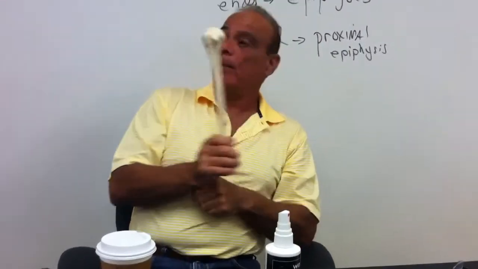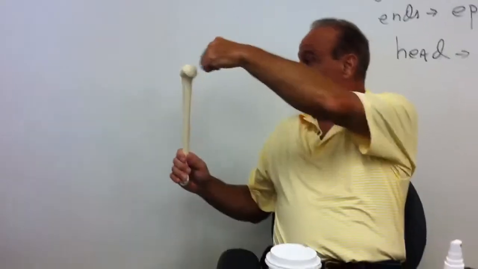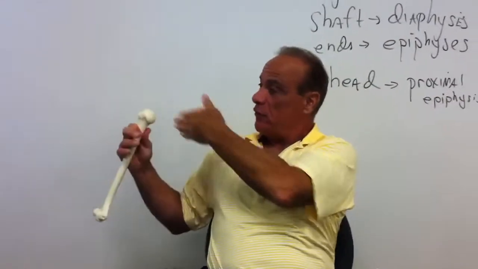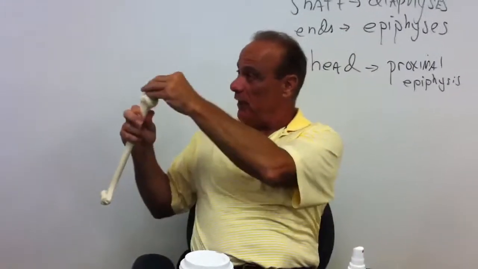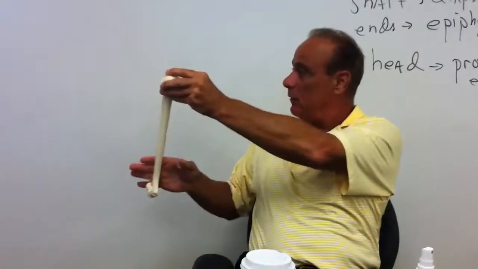Okay, the head is proximal and medial. The head's round, it's the proximal end, and it must face the midline of the body. So anything that's on the same side must be medial. Anything on the other side of the head is lateral.